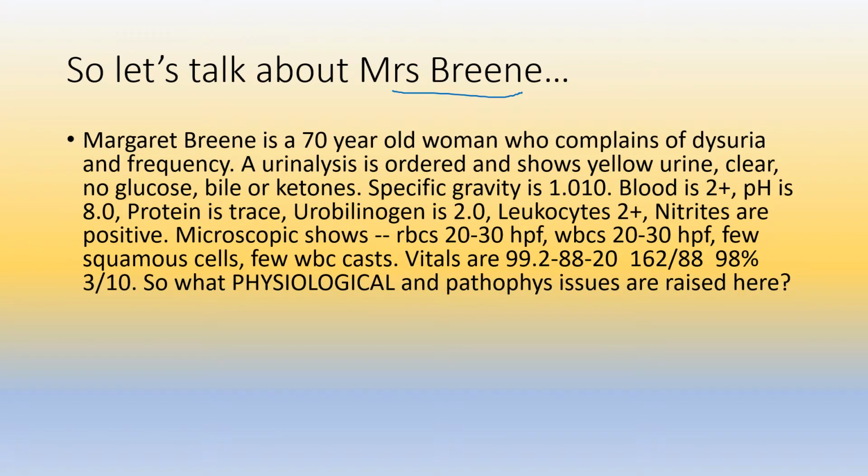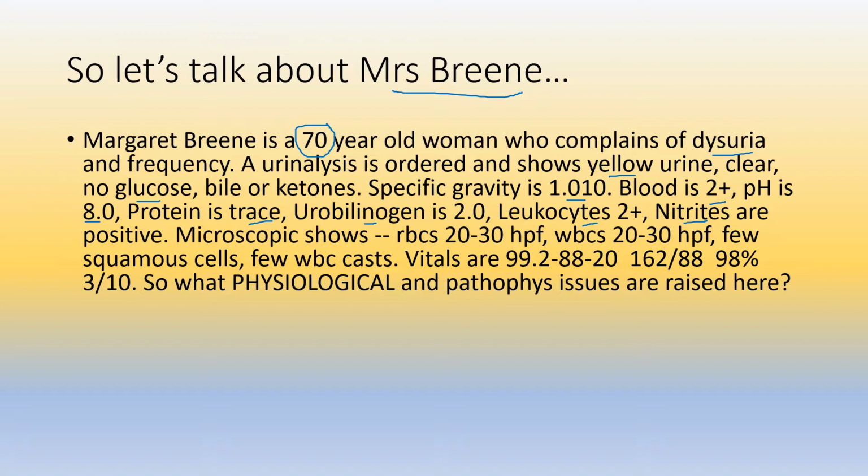So Mrs. Breene. Mrs. Breene is a 70-year-old woman. She's got dysuria and frequency. She has a urinalysis, which shows yellow urine, no glucose, bile or ketone. Specific gravity is 1010. The normal is 1003 to 1030. She's got 2+ blood. She's got a little bit high pH, trace protein, urobilinogen's a little bit high. She dips positive for leukocytes and nitrites.